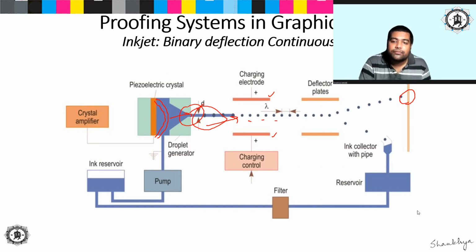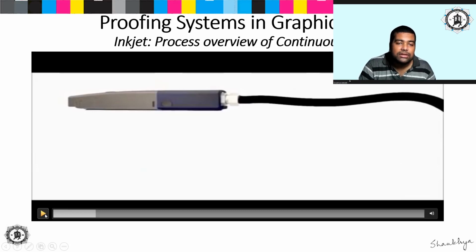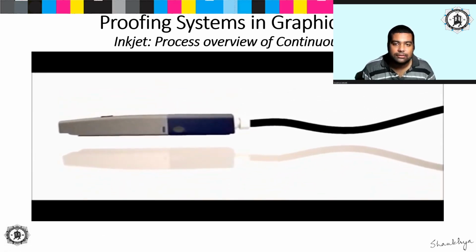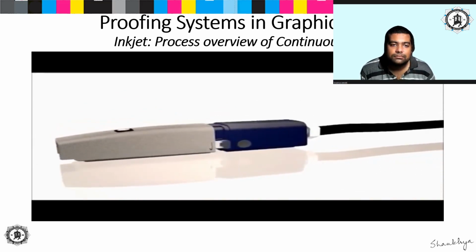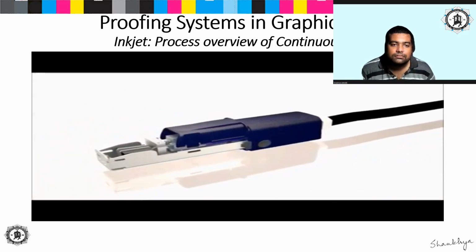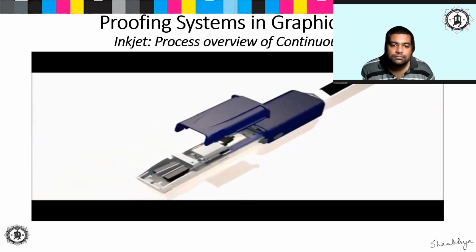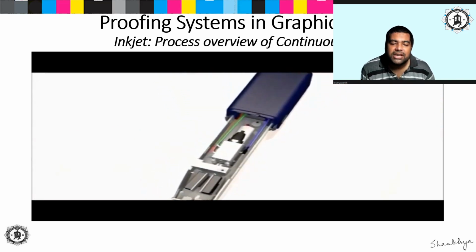Alright? So let us take a look at the process overview for a continuous inkjet printer, right? So let us see what is happening. This is a continuous inkjet printhead, so called because whilst the printhead is running, there is a continuous stream of ink running through the printhead. The printhead covers are coming off now to expose the working parts, and we're going to focus in on the part called the gun body, which is where the ink stream starts from.